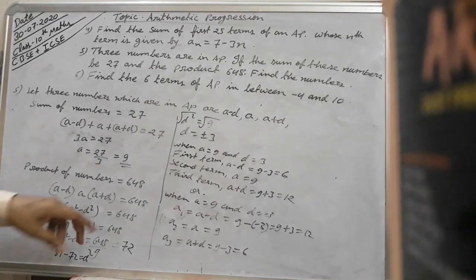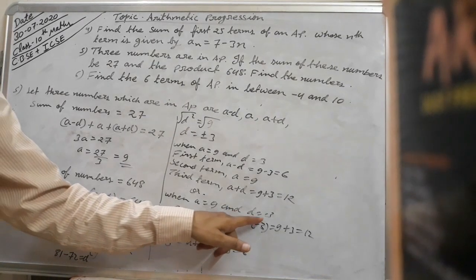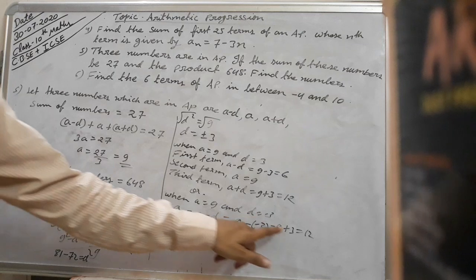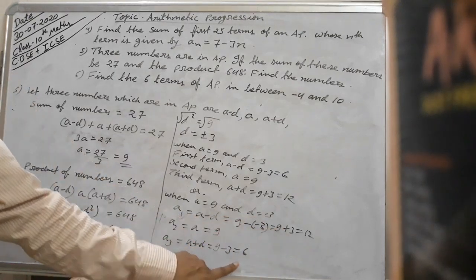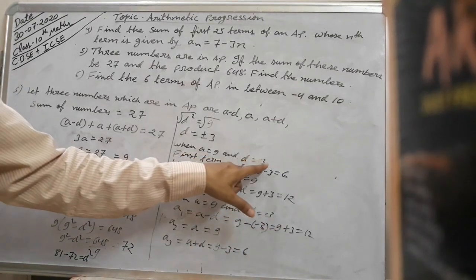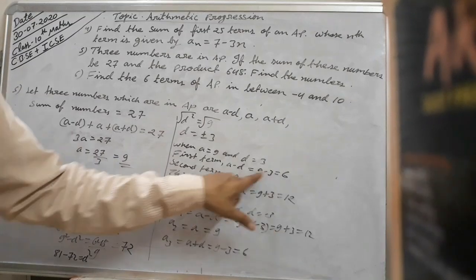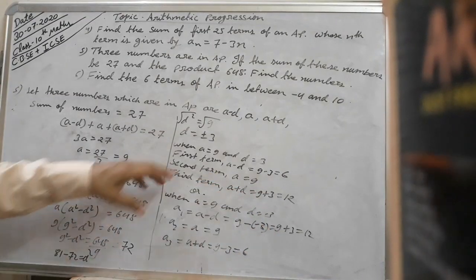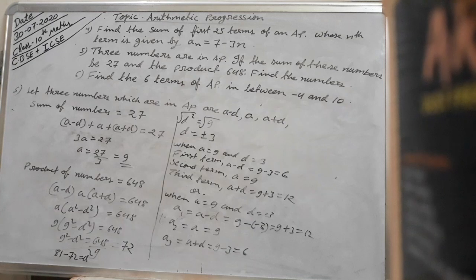Means when A is equal to 9 and we take D is equal to minus 3, you get the three numbers 12, 9 and 6. And when A is equal to 9 and D is equal to 3, you will get the numbers 6, 9, 12. All are in arithmetic progression. This is the answer. Okay. Now next question.